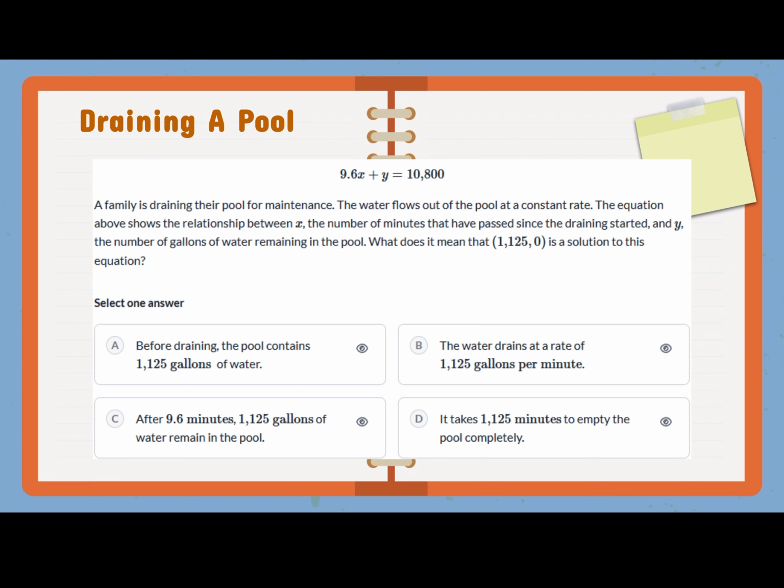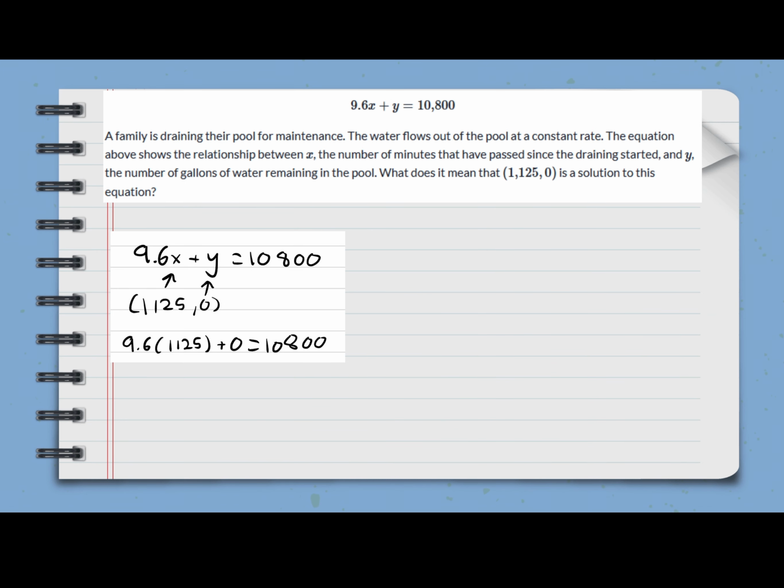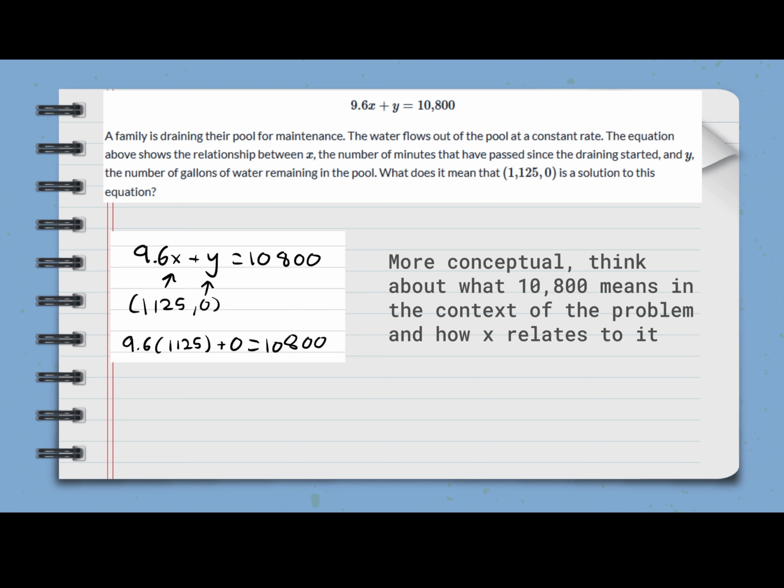So we have to really keep in mind what X and Y equal here. X is the number of minutes that have passed since the draining started. Y is the number of gallons left in the pool. And you don't have to, but if you do actually plug in that X, you'll find that X will equal 10,800, and again, Y will equal 0. So again, X is the number of minutes that have passed since the draining started. And like I said, if you plug in X and plug in Y, you will just get that answer. And this one's more conceptual.